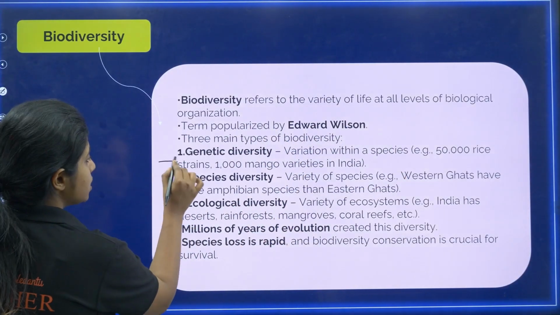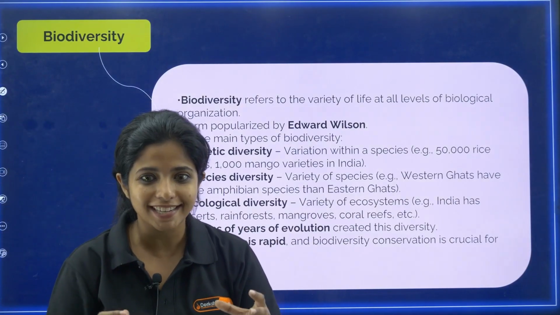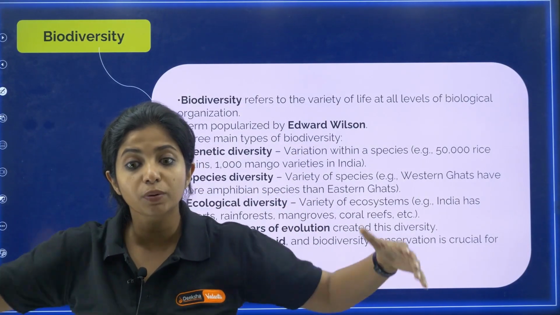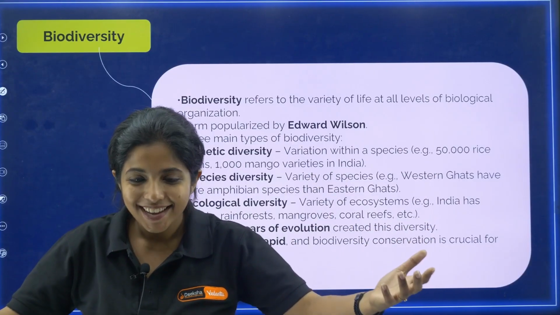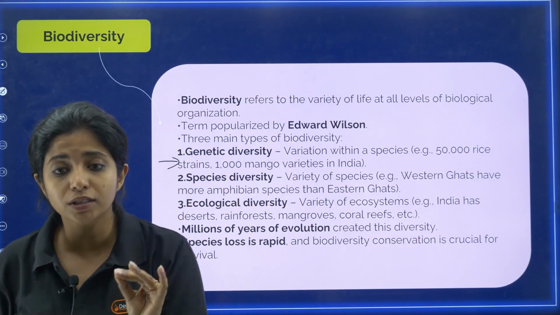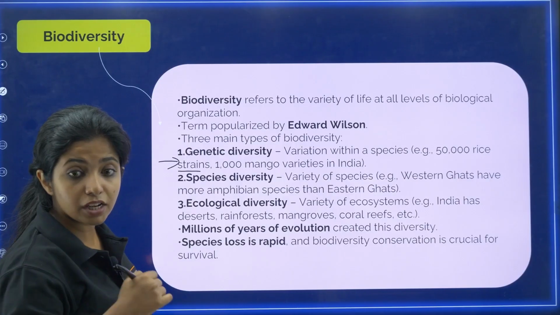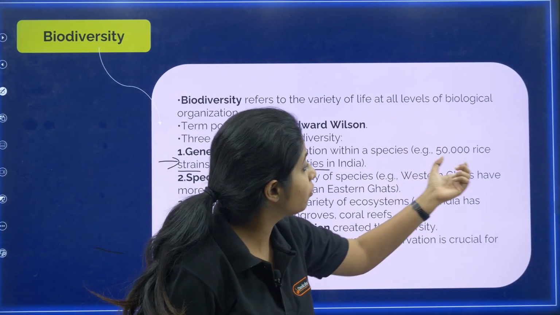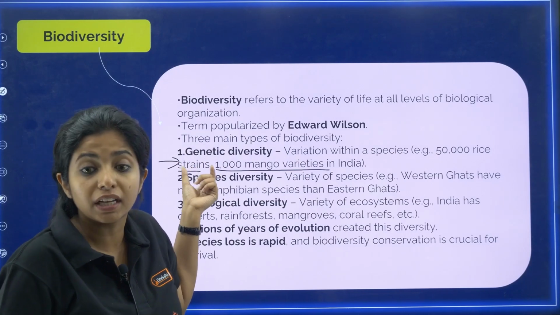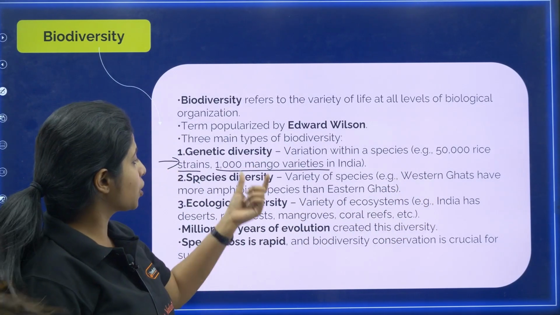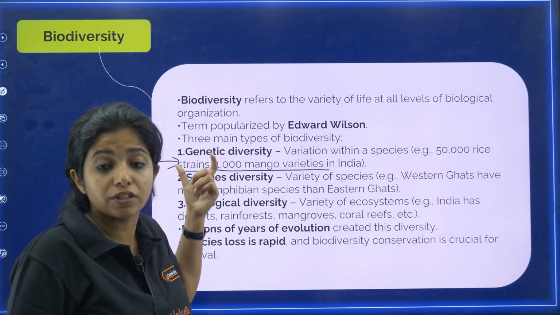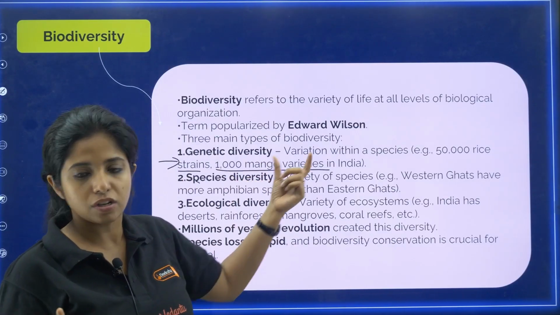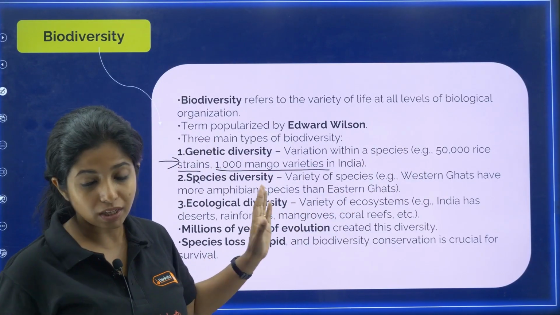One is genetic diversity. For example, I'm talking about rice. In rice, I have different types of rice, so it is a variation within a species. Species of what? Of rice. 50,000 rice strains are there in India, my dear children, and 1,000 mango varieties are also there in India. When I talk about 50,000 rice strains, I'm talking about the genetic diversity in rice. When I'm talking about 1,000 mango varieties, I'm talking about the genetic diversity in mango. I have to talk about just one particular species, so species of rice and species of mango separately.